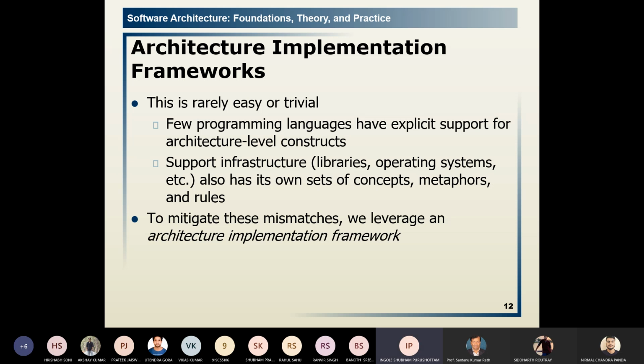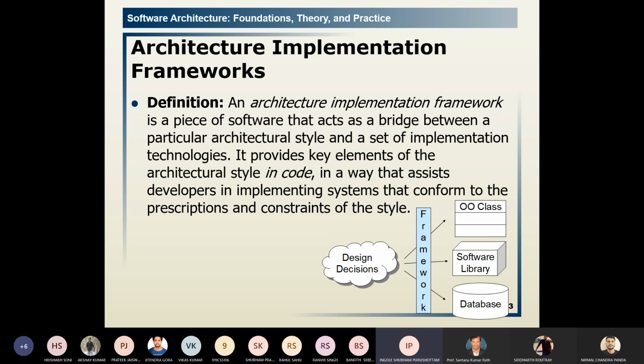So to mitigate these mismatches, we leverage an architecture implementation framework. You all are familiar with the word framework. So here is the definition. For example, to give examples of frameworks, we know AngularJS is a framework, Spring is a framework, Django is a framework. So all these are frameworks. The definition is: an architecture implementation framework is a piece of software that acts as a bridge between a particular architecture style and a set of implementation technologies. So a framework is a bridge between an architecture style and the implementation technology.